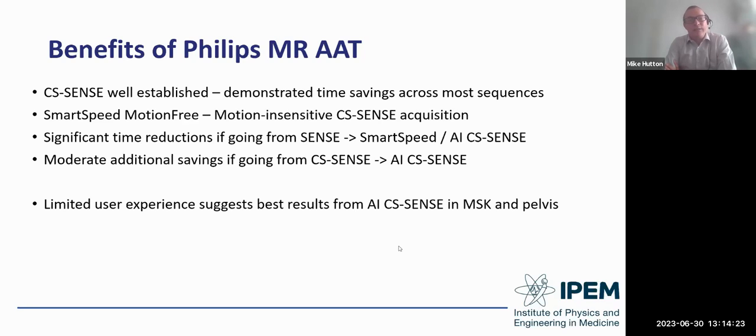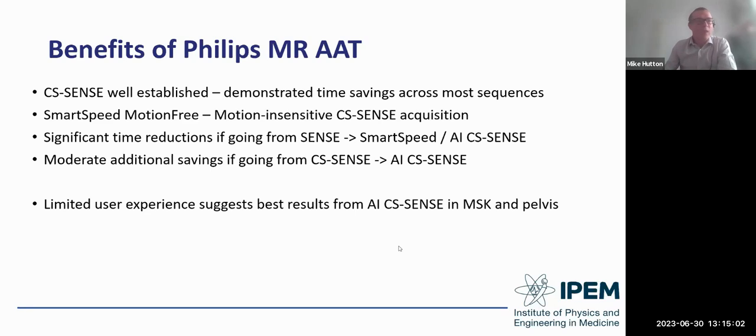SmartSpeed MotionFree is really useful as well because you've got these motion insensitive, these bladed acquisitions where you can now accelerate them with CS Sense if you have access to the MotionFree software. If you're going from Sense all the way to SmartSpeed or AI CS Sense in one leap, then you'll see really big time reductions if possible, and you'll bring sequence times down by a lot. Whereas if you're going from CS Sense to AI CS Sense and CS Sense has been implemented across your service already, you'll see some moderate time savings, but they won't be huge like they are with the Sense to AI CS Sense change.